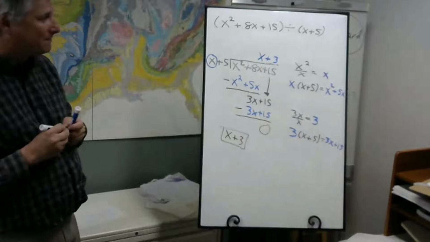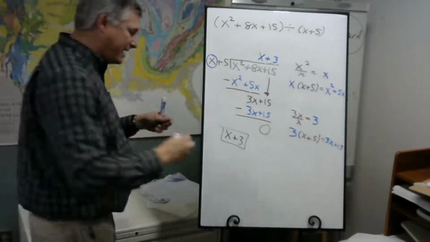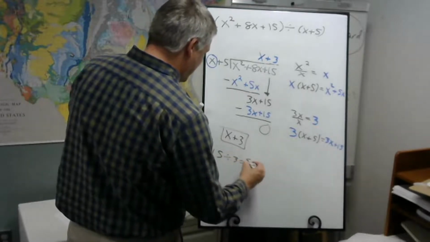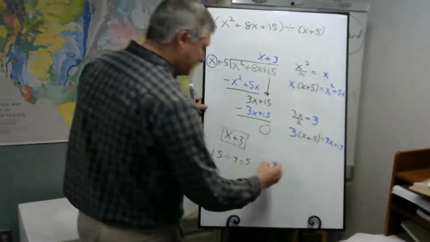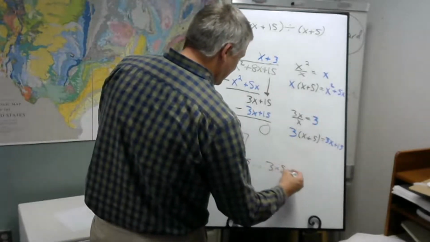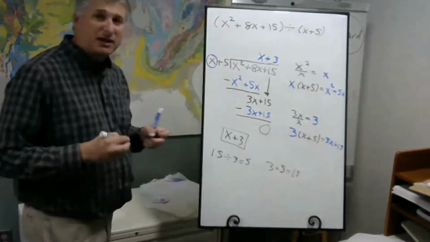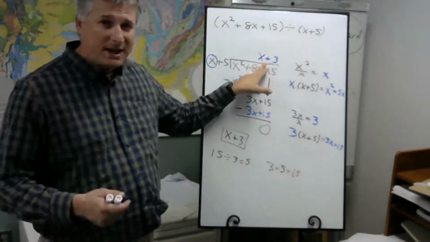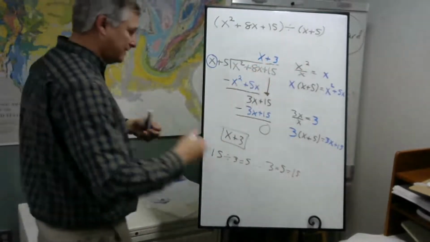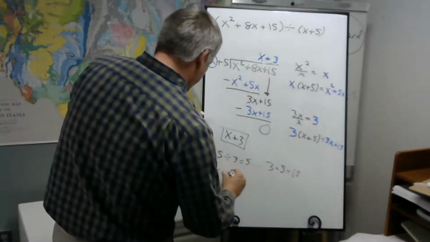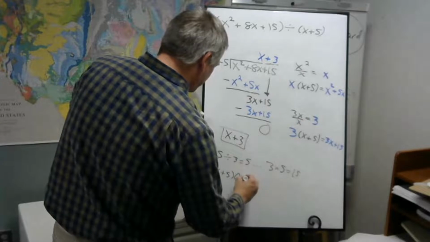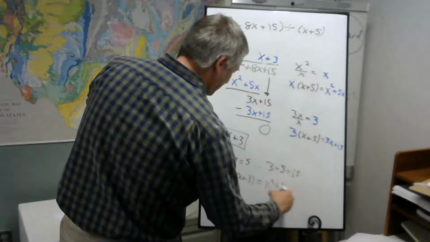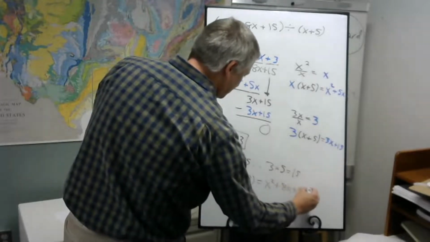Now, what does this say? Well, think about it. If you have 15 divided by 3 equals 5, well, we know this means that 3 times 5 equals 15. So same thing here. If this divided by this is x plus 3, then this means x plus 5 times x plus 3 is x squared plus 8x plus 15.